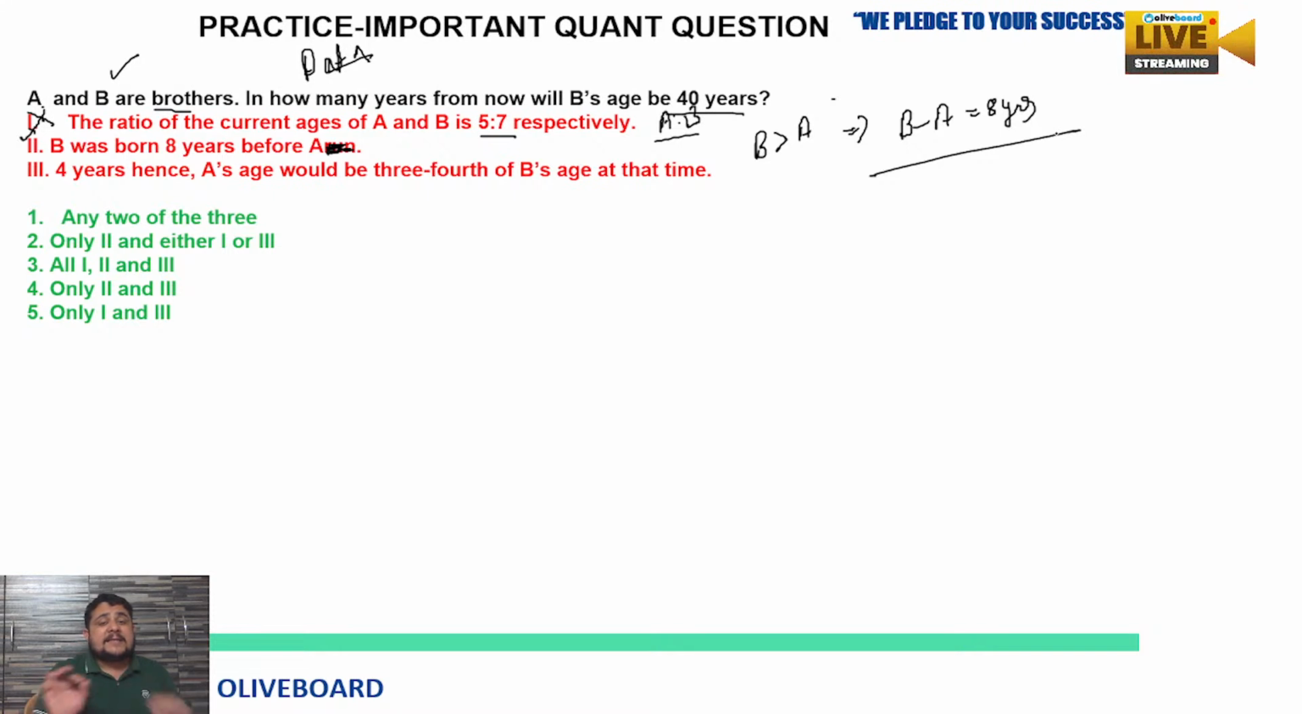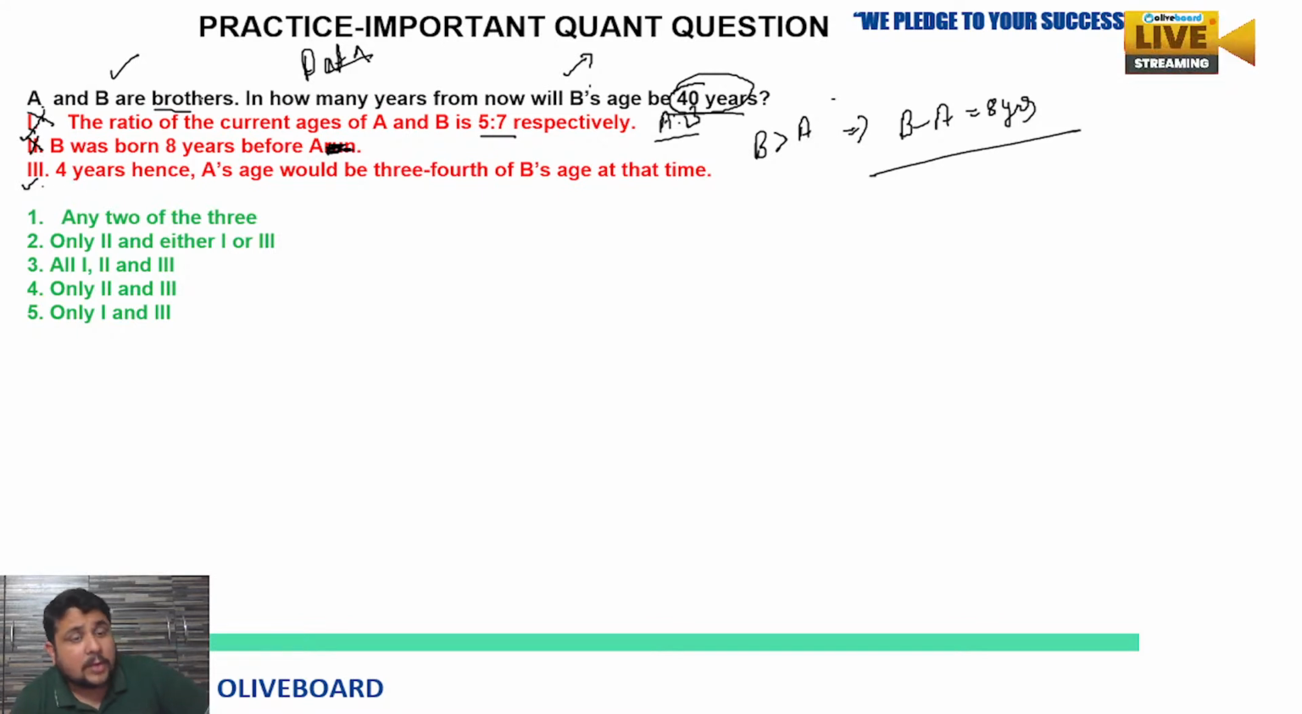But by age difference, can you calculate A and B's age, so that you can calculate after how many years B will be 40 years old? Because for that you must know the age of B. Then only you can decide how many years B needs to be 40 years old. Now the third, because the second one is also not sufficient alone, we are checking each alone. That is the important part.